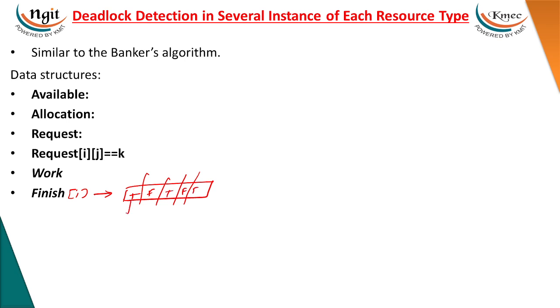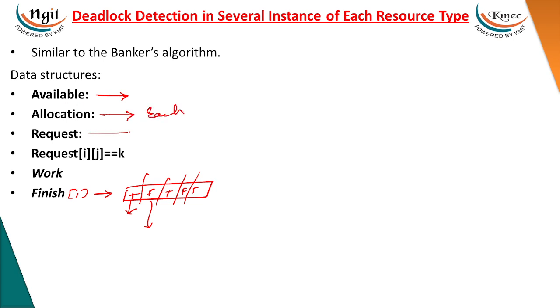If a value is true, then the process has already finished its execution. If a value is false, the process is yet to complete its execution. Available means how many resources are available currently. Allocation means how many resources are currently allocated to each process.